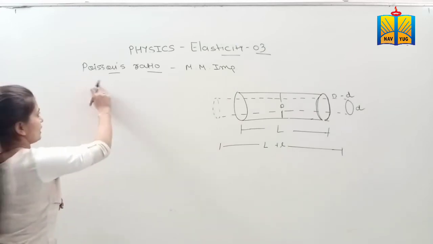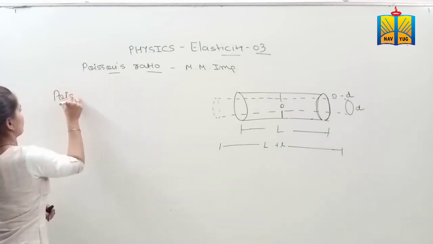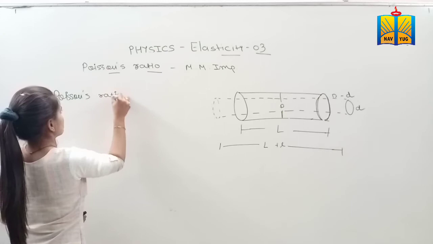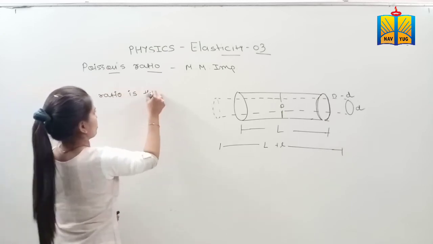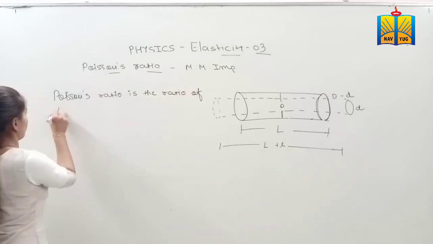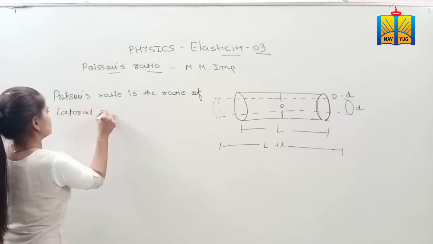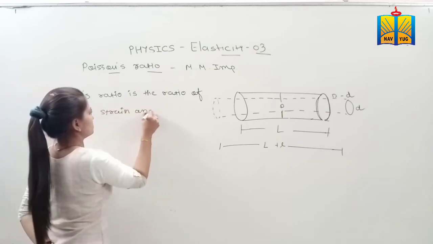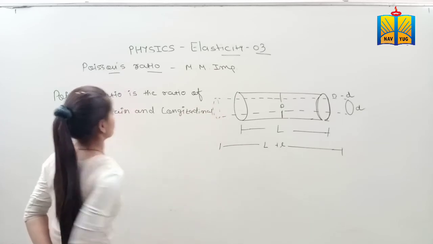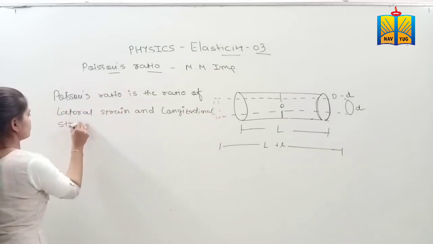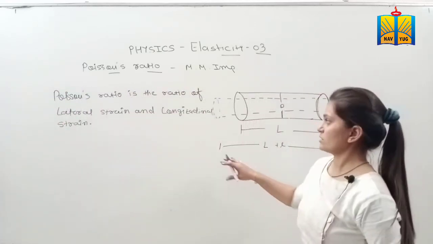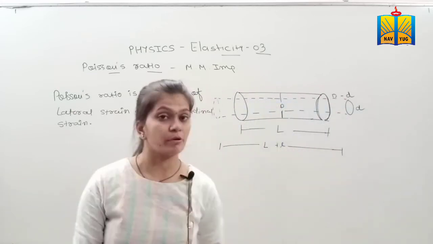Okay, this is the case. Now Poisson's ratio. Poisson's ratio is the ratio of lateral strain and longitudinal strain. That is called Poisson's ratio. Ratio of lateral strain and longitudinal strain is called Poisson's ratio.